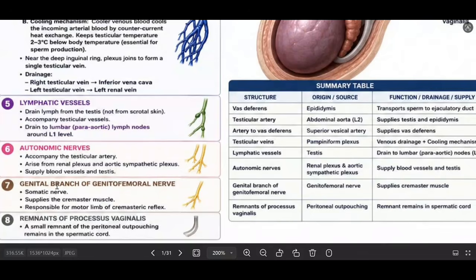Now, the seventh structure in the content of the spermatic cord is the genital branch of the genitofemoral nerve. If you have taken my previous lectures, then you should remember that I mentioned the genitofemoral nerve in a clinical discussion. So here we are discussing it again. And remember, the genitofemoral nerve is not an autonomic nerve, it is a somatic nerve, and it supplies what? It supplies the cremaster muscle, and it is responsible for the motor limb of the cremasteric reflex.